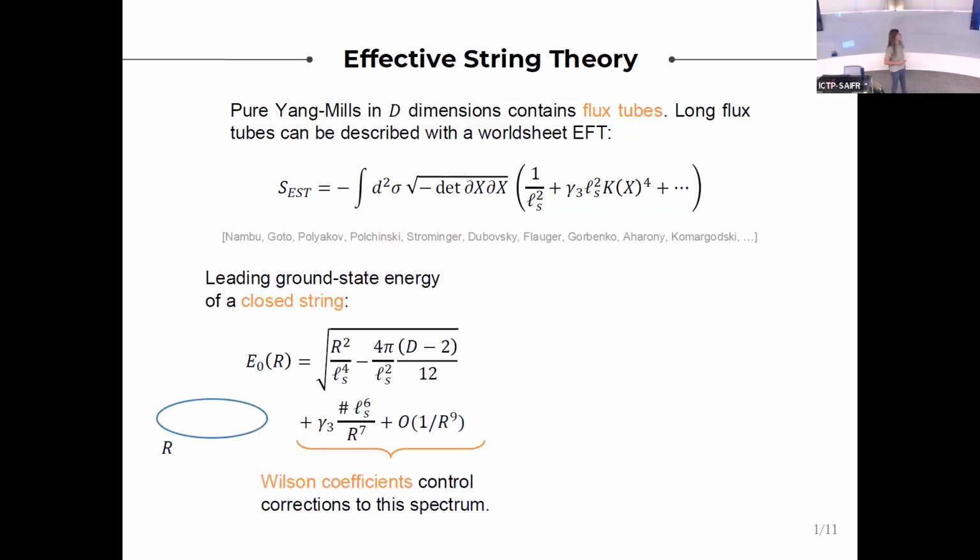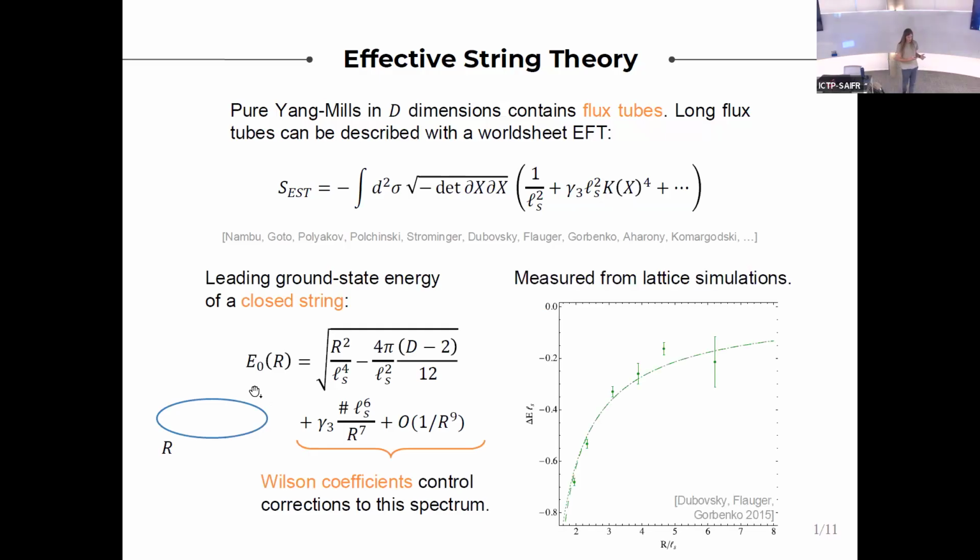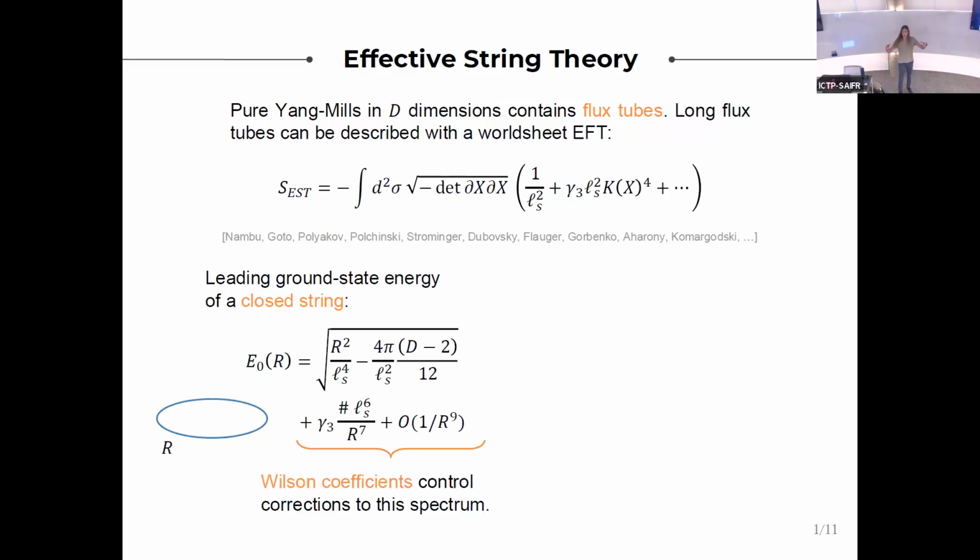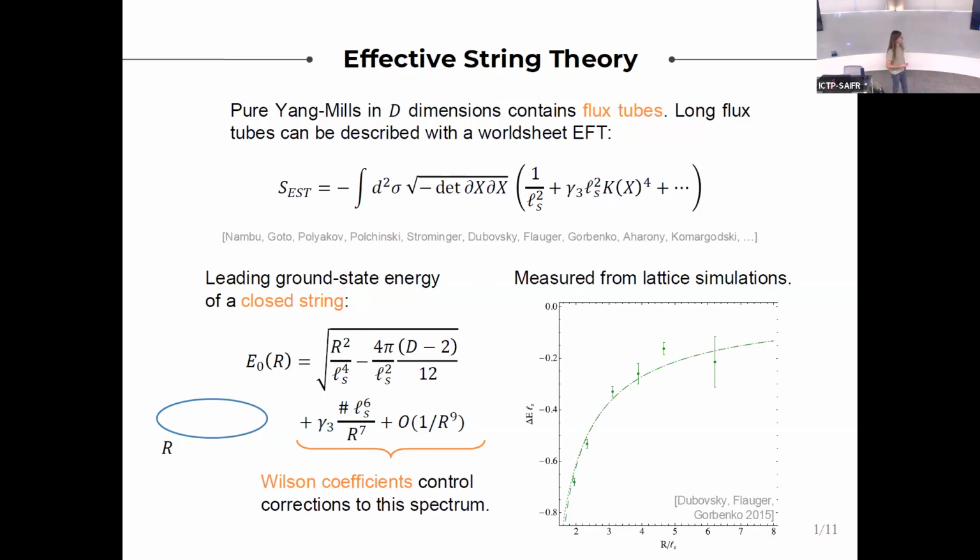And what is this good for? Well, for example, it allows you to compute the energy states of your string. This works very well for long strings. So you can consider a closed string wrapping some non-contractible circle of length R, and then for large R, it's dominated by this formula here that you may remember from your favorite string theory textbook. That comes from Nambu-Goto. And then there are higher and higher corrections in powers of 1 over R linked to each of these Wilson coefficients. So by comparing this to, say, lattice simulations, people can measure these coefficients.